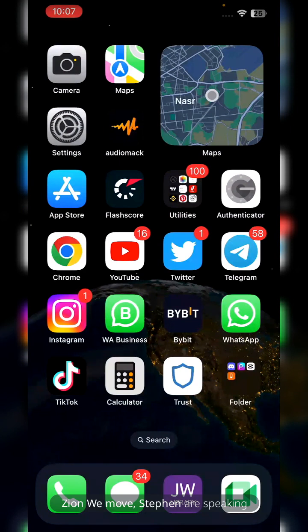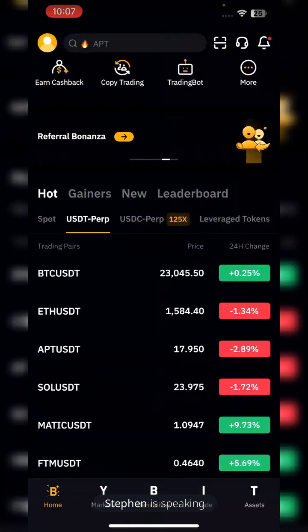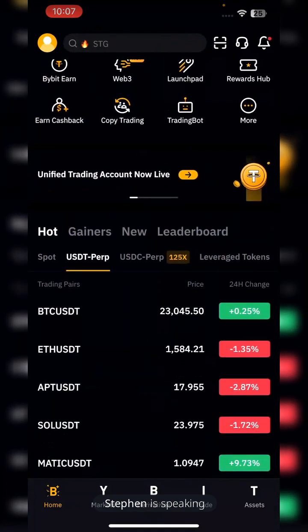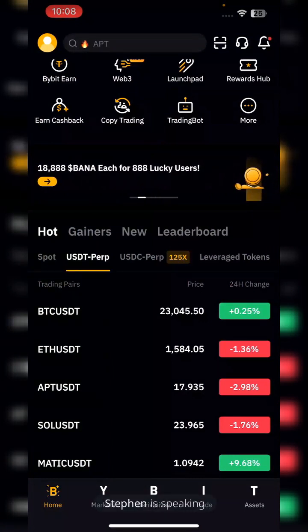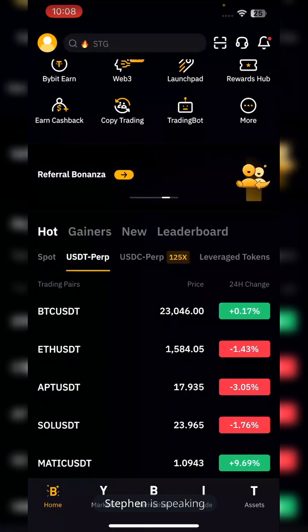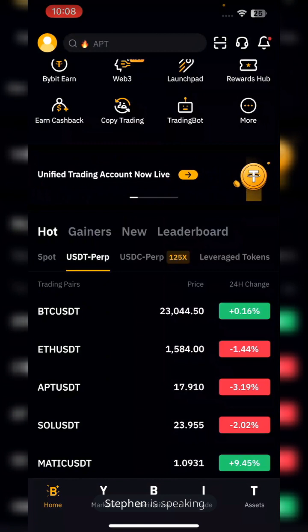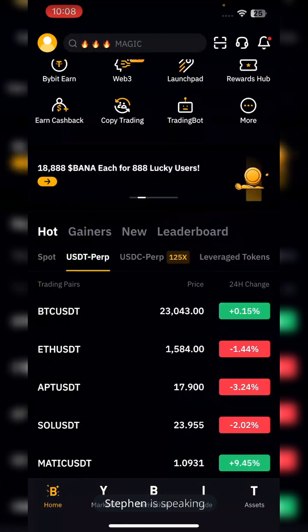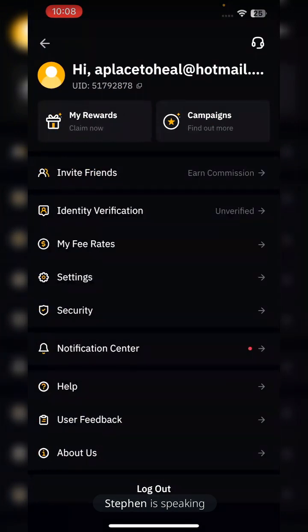Can you see it, sir? Okay. Once you open your Bybit app, it will take you to your home page. As you can see at the upper part of the screen, it says the time, 10:08. Below it, you see an image, a circle with a yellow cover and a white head circle on its head. Just click on it. Once you click on it, you will see your details. You will see My Reward. You will see Invite Friend. Can you see that, ma?